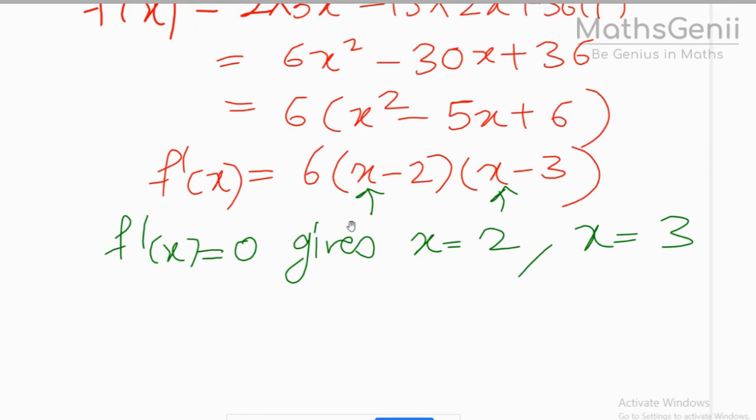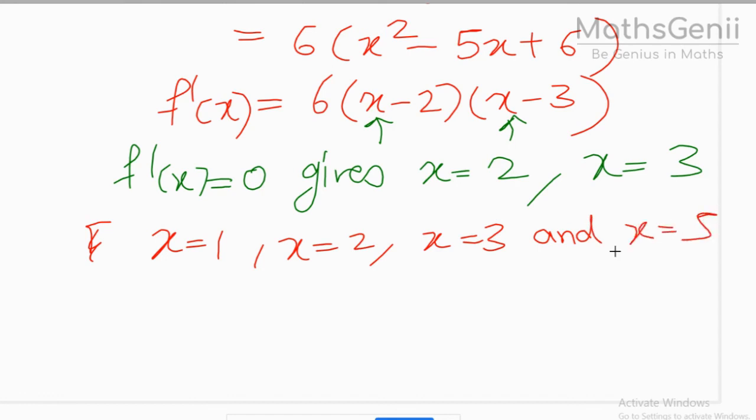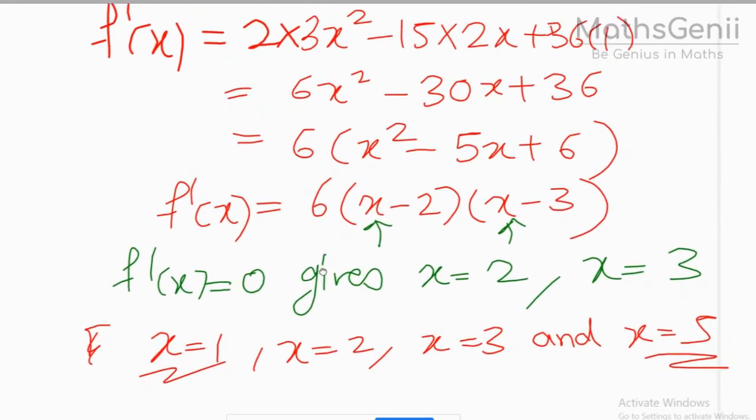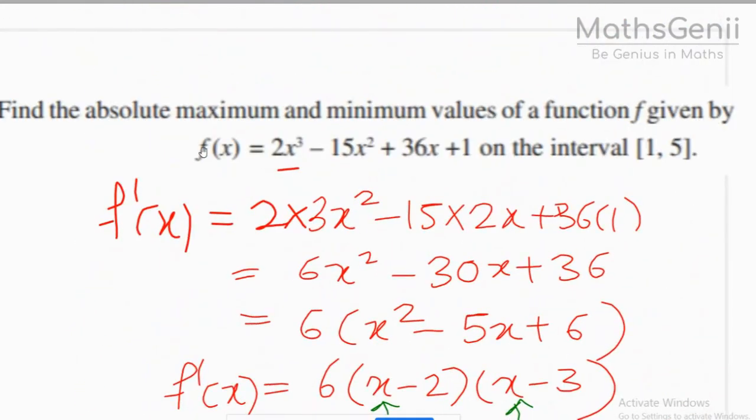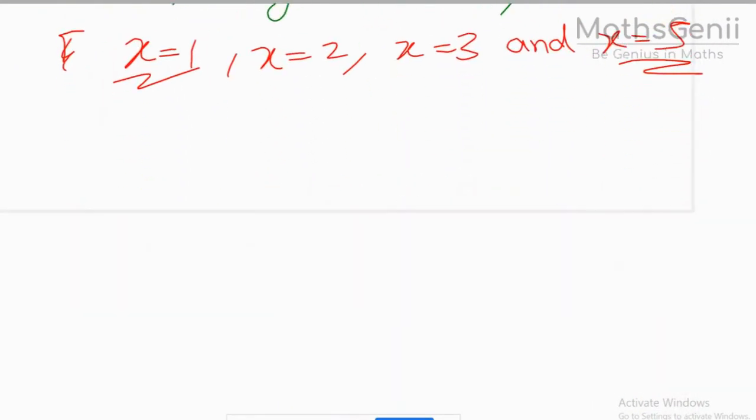What are the endpoints given in the question? 1 and 5. So we are going to evaluate at x is equal to 1, x is equal to 2, x is equal to 3, and x is equal to 5. Because 1 and 5 are the endpoints, and 2 and 3 are the points that we found out. So how do you find it out? By substituting. We are going to substitute one by one. Let me just copy the question again.